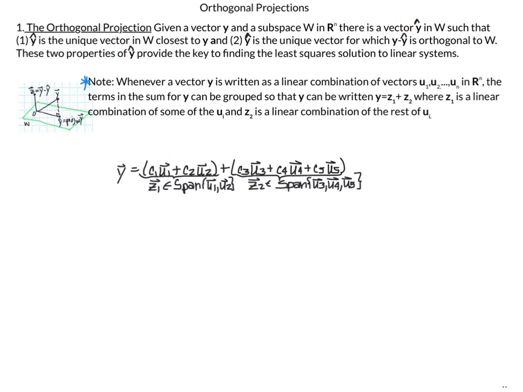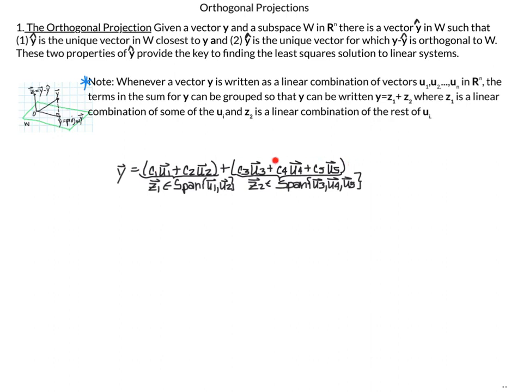So whenever a vector y is written as a linear combination of vectors u1, u2 up to un in R^n, so presumably a basis, the terms in the sum for y can be grouped so that y can be written as z1 plus z2, where z1 is a linear combination of some of the u sub i, and z2 is a linear combination of the rest of the u sub i.